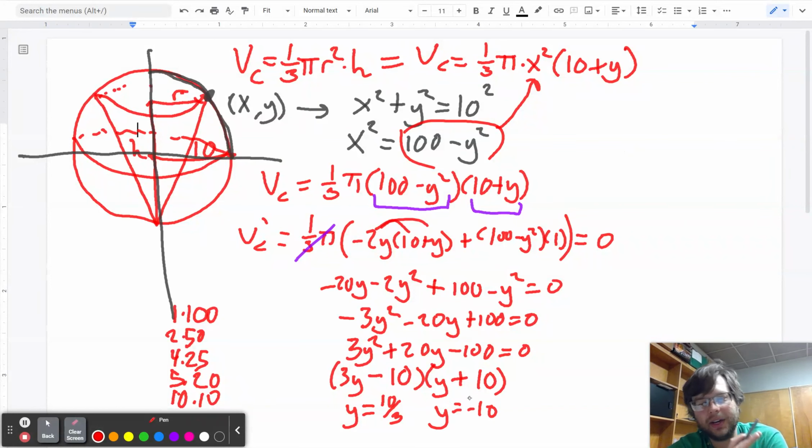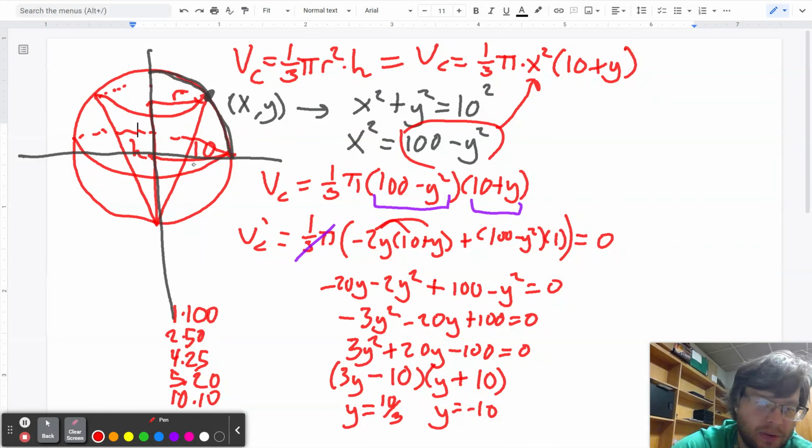And I want you to think, how did I know that negative 10 was going to be one of my solutions? And the reason is that would optimize the volume in the wrong direction. If y is equal to negative 10, then I have a cone that has no height because the height was 10 plus y. So that'd be the smallest cone I could fit, 0. So I knew this was it. It's a false solution. We could throw it out. So we want the 10 thirds as our height.